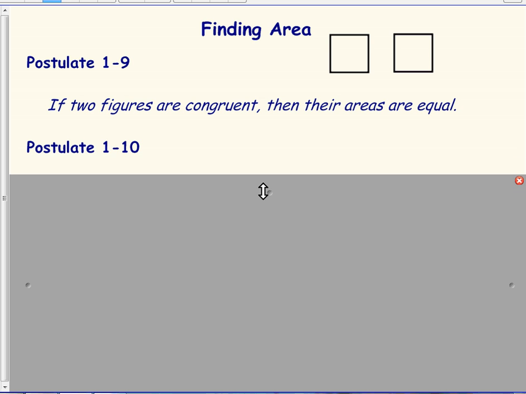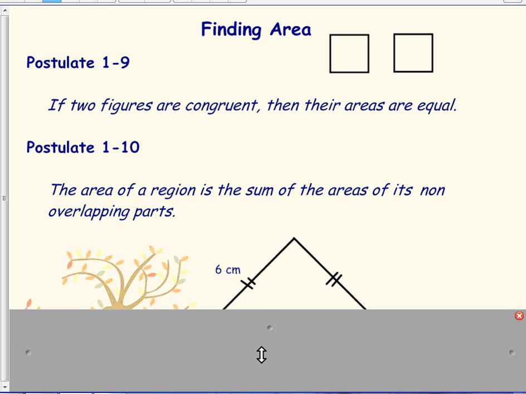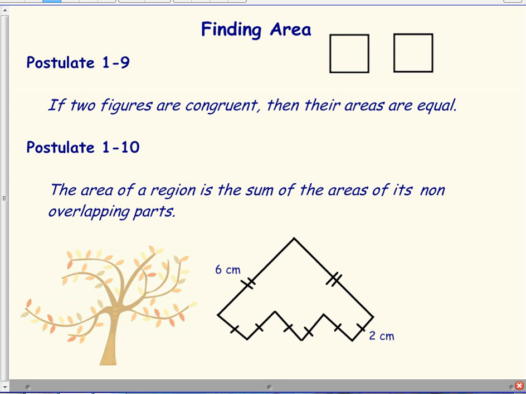Okay? All right, the second postulate we have today is postulate 110, and that is the area of a region is the sum of the areas of its non-overlapping parts. So we can look at this shape here to see what they're talking about with this. In this case, we can actually split our shape into some different non-overlapping parts. So we could take this and this, and we're going to pretend that's a straight line. Okay. And in this case, we now have three separate triangles.